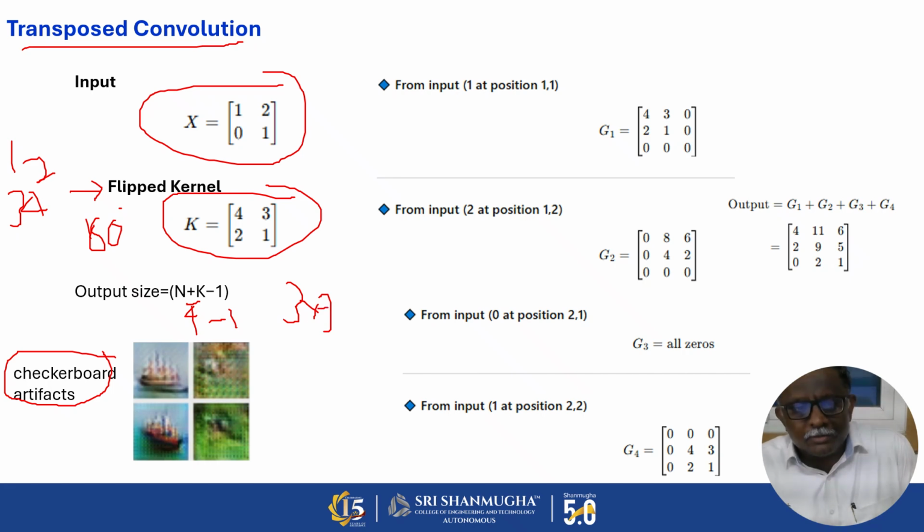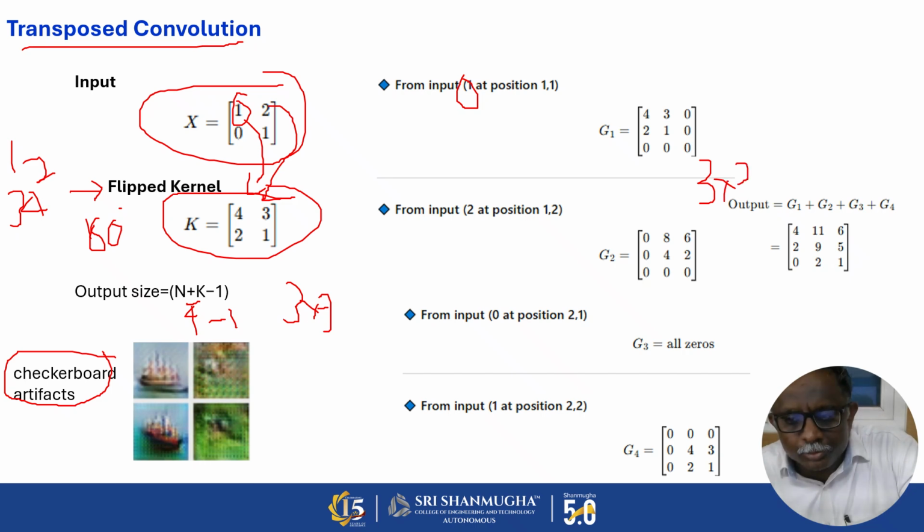We have the 2 cross 2 input image. For the first element A11, we multiply the value with the flip kernel, and we end up with 4, 3, 2, 1. That is for the first position. For the second position, 1 comma 2, when you multiply with this flip kernel, we end up with 8, 4, 6, 2. Similarly, you do this for the remaining positions A21 and A22, and then we have this 3 by 3 matrix.